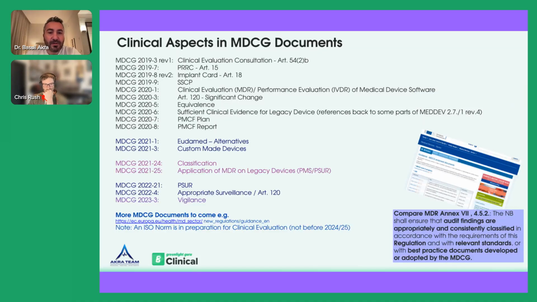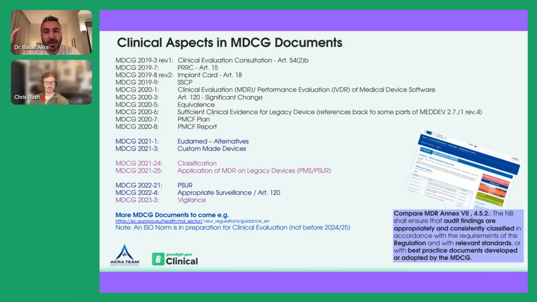Also, since the publication of the regulation, we keep getting guidance documents. Those guidance documents give us a lot of clarification on what is needed for which type of device, and they have some connection to each other, because the clinical evaluation process and clinical investigation process are connected to multiple other processes within the organization. So it's not a silo process. And when you look to the legislation, you need to look to the guidance documents as well.